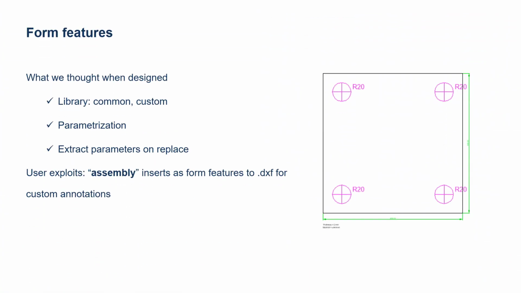And form features. When we designed form features in BricsCAD, we considered that there would be a library of standard form features with the possibility to expand them with custom ones. For technology, we chose mechanical components and beam insert as a way to insert the features. But as we found out, sometimes users use them differently. They use them to propagate some assembly data and annotations onto the 2D DXF part, which we obtain by unfolding.